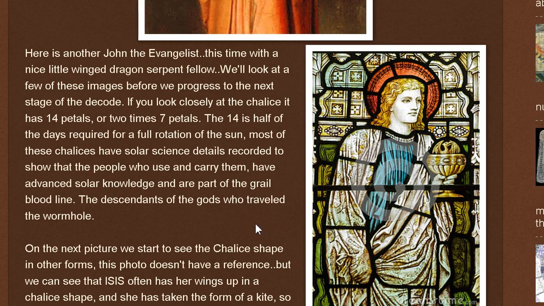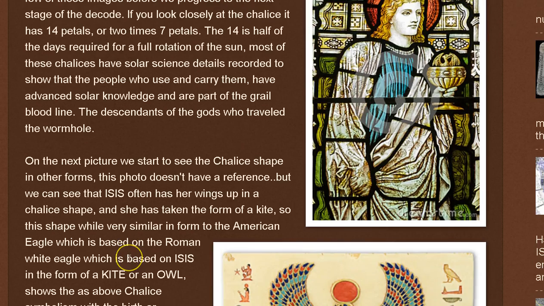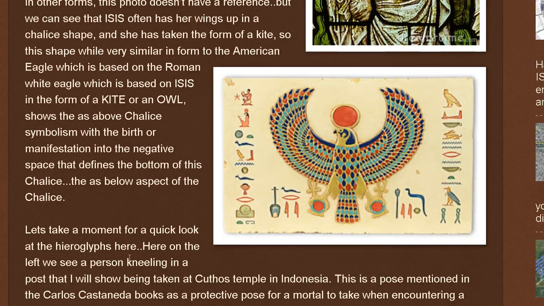On the next picture we start to see the chalice shape in other forms. This photo doesn't have a reference, but we can see that Isis often has her wings up in a chalice shape, and she has taken the form of a kite. So this shape, while very similar in form to the American eagle, which is based on the Roman white eagle, which is based on Isis in the form of a kite or an owl, shows the as above chalice symbolism with the birth or manifestation into the negative space that defines the bottom of this chalice, the as below aspect of the chalice. Let's take a moment for a quick look at the hieroglyphs here.